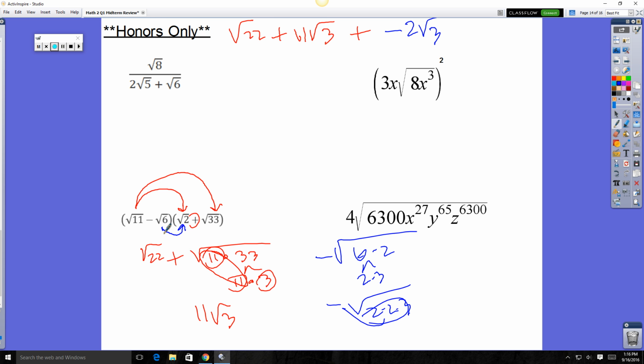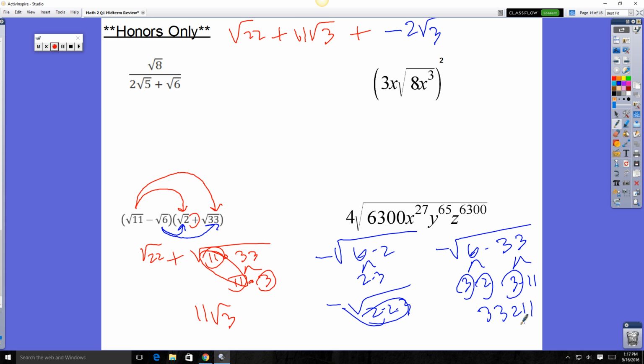And then I've got to times this piece to this piece. A negative square root of 6 times 33. I know they both got 3's in them. 6 is 3 times 2. And 33 is 3 times 11. So I got a 3, a 3, a 2, and an 11. So take the 3's out, and it is going to be a negative 3. And you got a 2 and an 11 in. Times those together, 22. Okay.